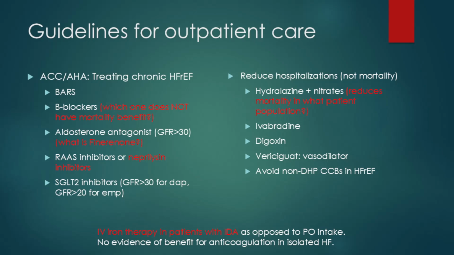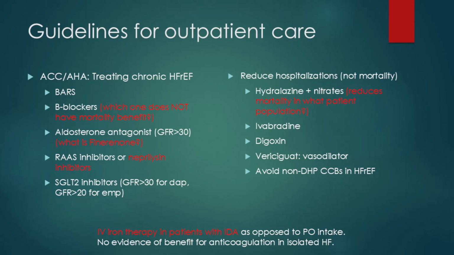Okay, so guidelines for outpatient care. Now, this is not in the hospital. I like to use the mnemonic BARS: beta blockers, aldosterone antagonists, RAS inhibitors, and SGLT2 inhibitors. As far as beta blockers go, which one does not reduce mortality? Metoprolol tartrate, right? Succinate does, but tartrate does not.